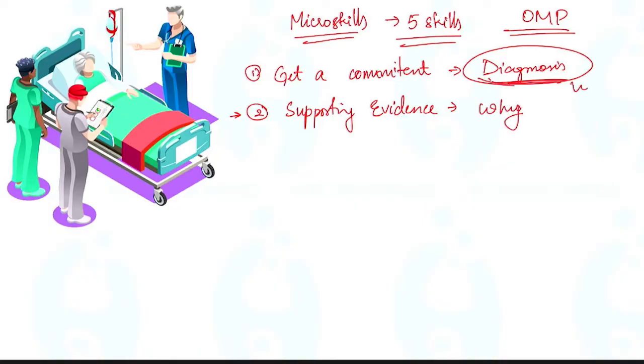First point is what. Next we are asking why. The third point, or third micro skill, is teach. Okay, teach the general rules.